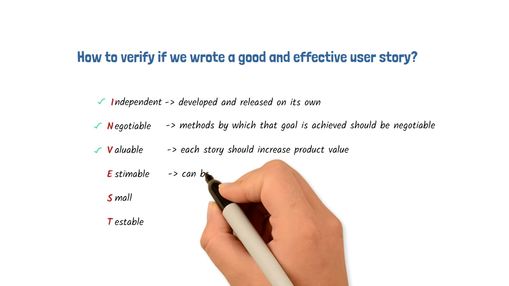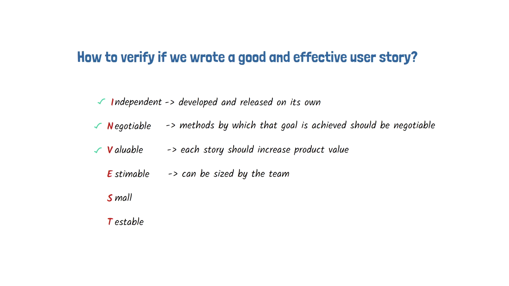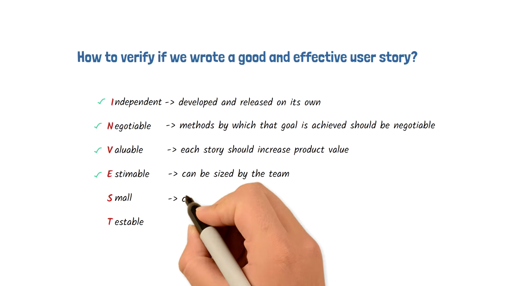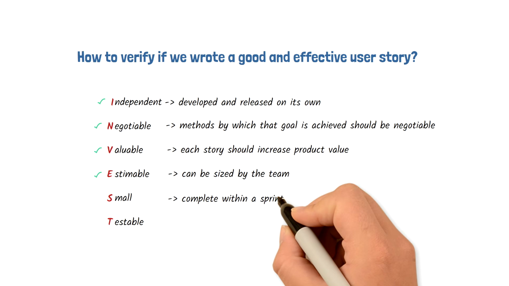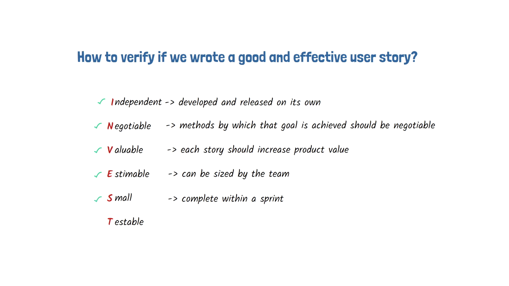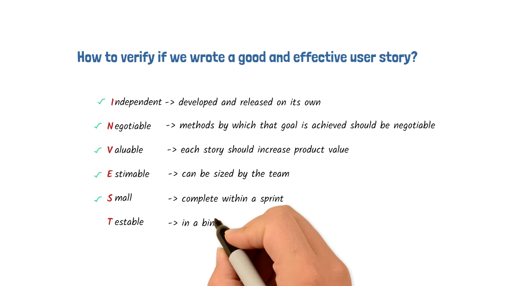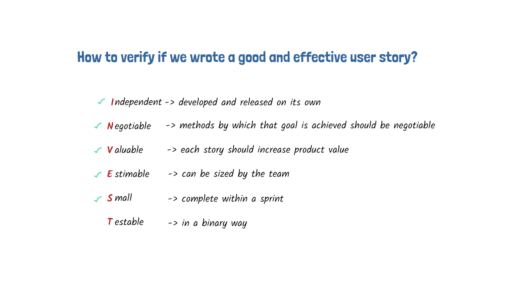Estimatable, the user story has enough information for the team to size it, so they can properly plan and commit to that work. Small means the user story should be done within an iteration, or sprint. User stories are easier to estimate and test when they're smaller. Testable means stories should be testable in a binary way. That means they either pass or fail their associated tests. This means the user story has a good acceptance criteria.